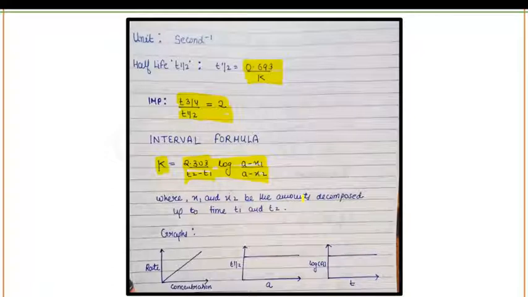If we talk about the graph between rate and concentration, between T half and A, between log A and T, the graph seems like this. Okay, you have to memorize these graphs. Also, questions can be asked directly on these highlighted points. You have to keep these points in your mind.